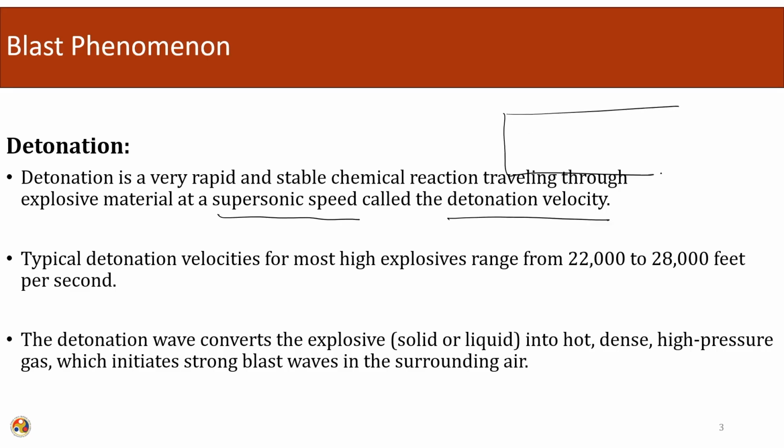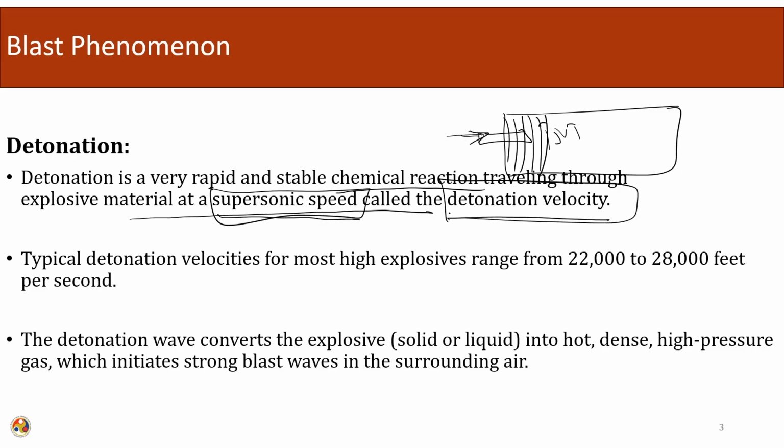If we have a blast charge, let us say TNT, there will be a detonator and initially the detonator will be ignited, and this detonator will cause a chemical reaction to propagate through the base material. This propagation is at a supersonic speed, and this supersonic speed is called the detonation velocity. Typical detonation velocities for most high explosives range from 22,000 to 28,000 feet per second, or roughly 7,000 meters per second to around 8 to 9,000 meters per second.